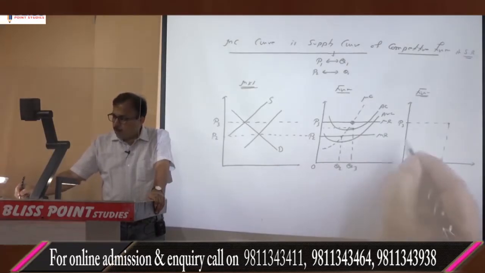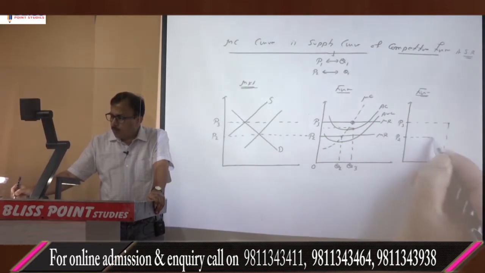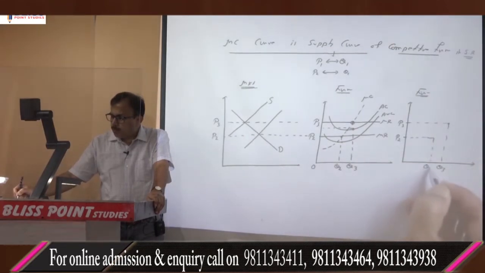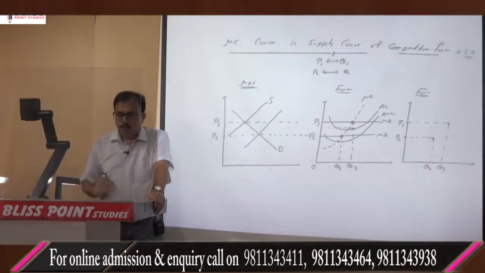So firm will supply quantity Q2 at price P2. So you plotted this point here, clear?